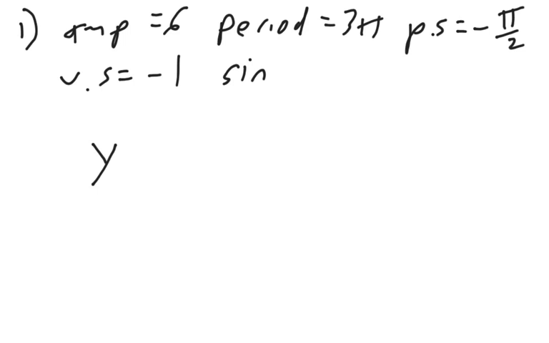we have y equals, and since the amplitude is 6, we're going to just do plus or minus 6, sine, and the vertical shift is minus 1, so we put a minus 1 in there.